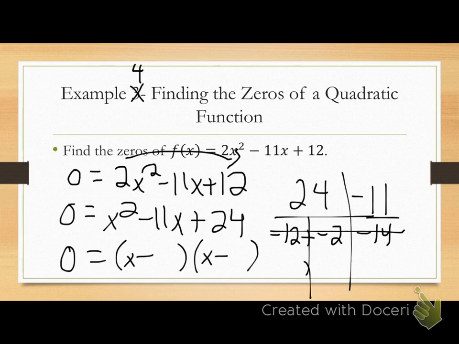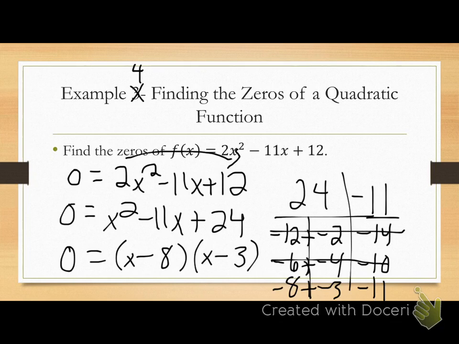Negative 6, negative 4. What do I get when I add negative 6 and negative 4? Negative 10. Is that what I want? No. Negative 8, negative 3. What do I get when I add those? Negative 11. Negative 8 times negative 3 gives me 24. Negative 8 plus negative 3 gives me negative 11. Is that what I'm wanting? Yes, it is. So I get x minus 8, x minus 3. Questions there? Can I erase my t-chart?